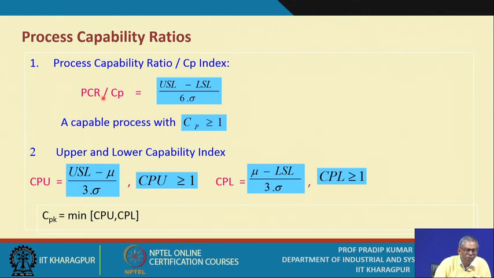Now, how do you define PCR or the Cp index? Here you find that in the numerator you have USL minus LSL. So, what is USL minus LSL for the double specification limit case? That means with respect to a particular quality characteristic. The first thing you must do is select a process, and then you must identify which particular component you are going to produce.